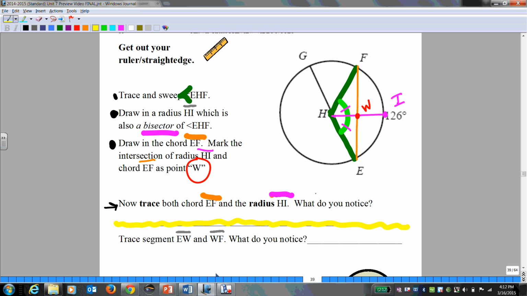The next one says, I'd like you to trace the segment EW and WF. Trace those segments. Put your pencil on your paper, actually trace those. Again, I'd like you to write, what do you personally notice?